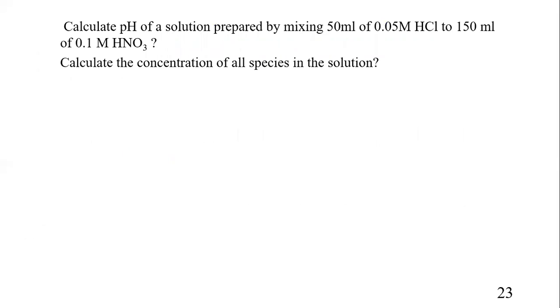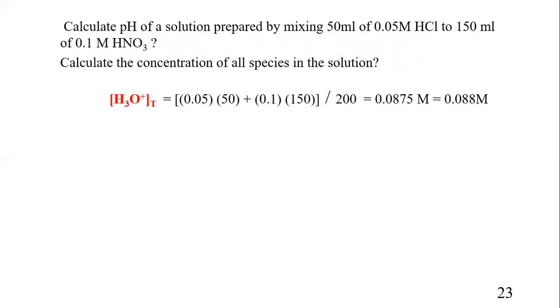Right, a very direct question. 50 milliliters of HCl, with a concentration of 0.05 molar, is added to 150 milliliters of 0.1 molar nitric acid. You all know already that HCl and nitric acid are both strong acids, and therefore this is a mixture of two strong acids. Here we want the pH and the concentration of all species in solution. So directly to the point, H3O+ will be what?